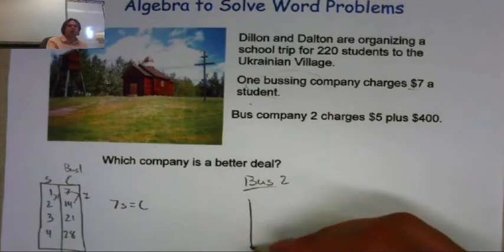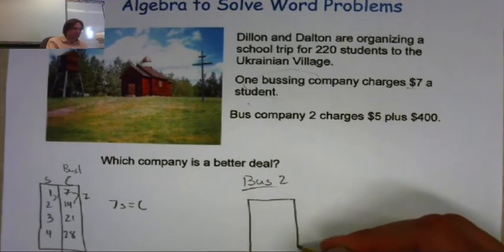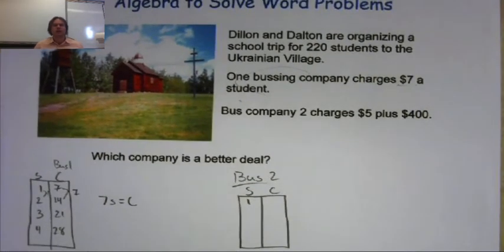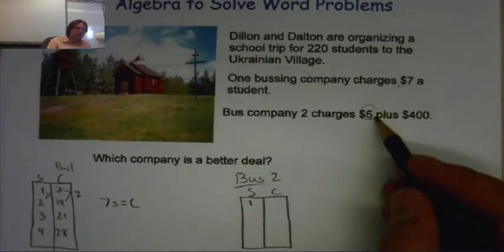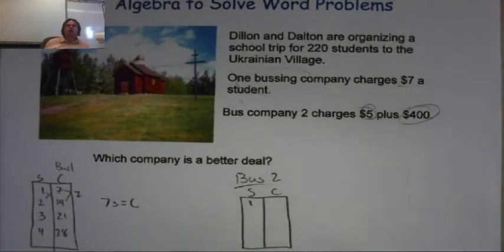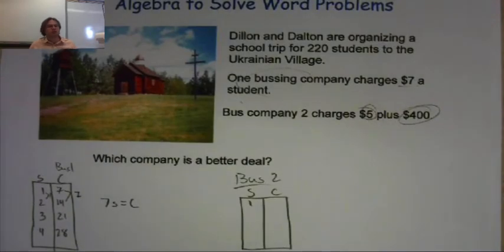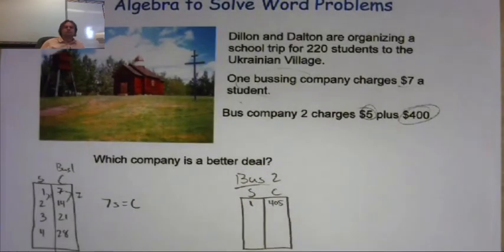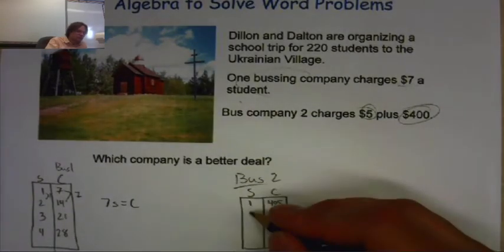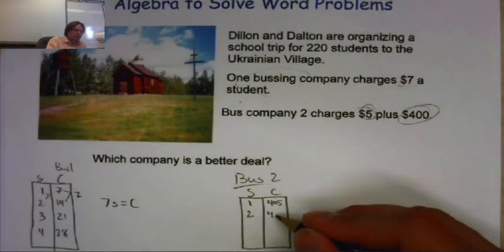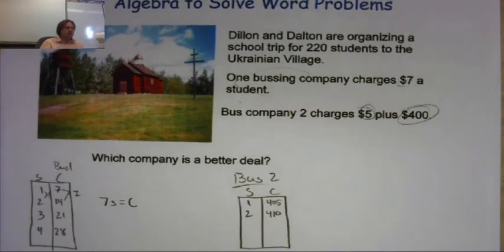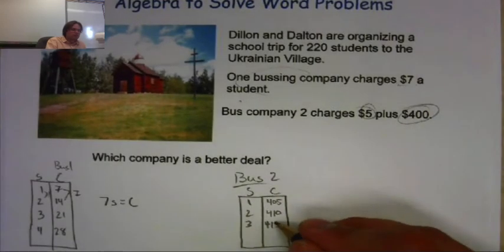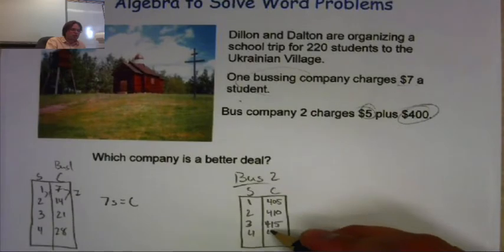We're going to make a table once again. I have students and cost. So if I have one student here, what happens? Well, it's $5 a student plus $400 for the total trip. Just for the bus to go, it's $400 and $5 a student. So that's going to be $405, if we only send one student. If we send 2 students, it's going to be $410. If I send 3 students, it's going to be $415, and 4 students will be $420.